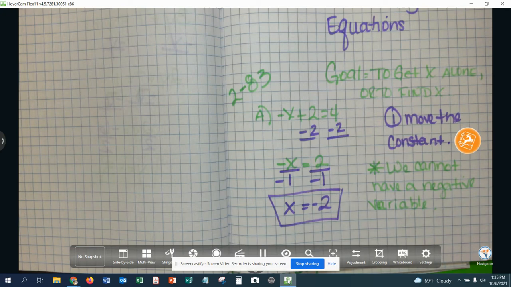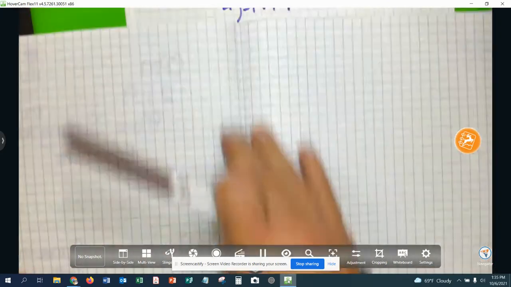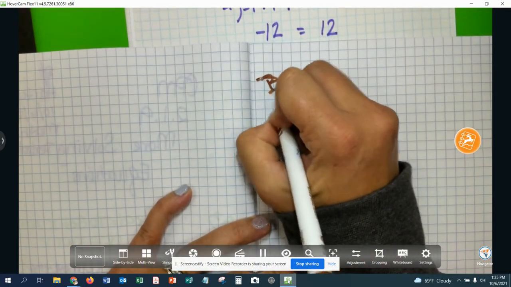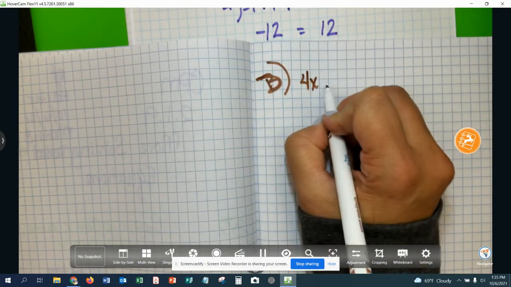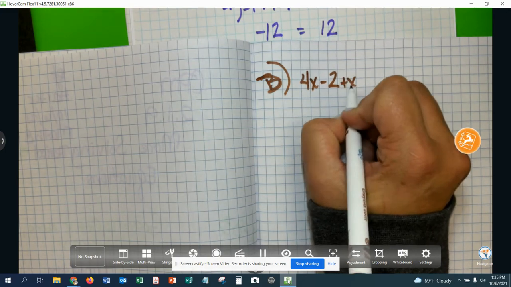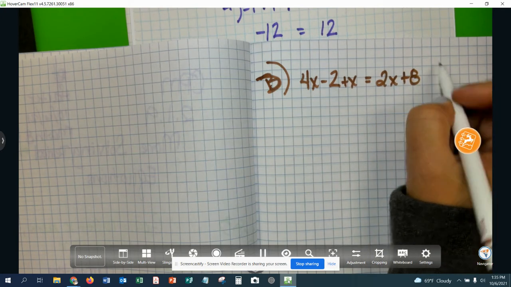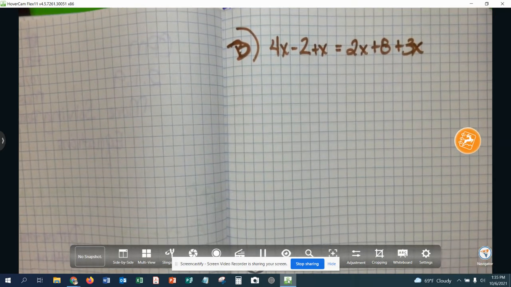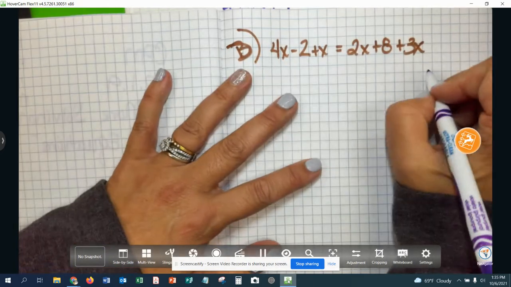Thanks for letting me know. B. Ooh, B, not D. So we have 4x minus 2 plus x equals 2x plus 8 plus 3x. What are you going to do first? Like terms? Yep. You're going to simplify both sides.